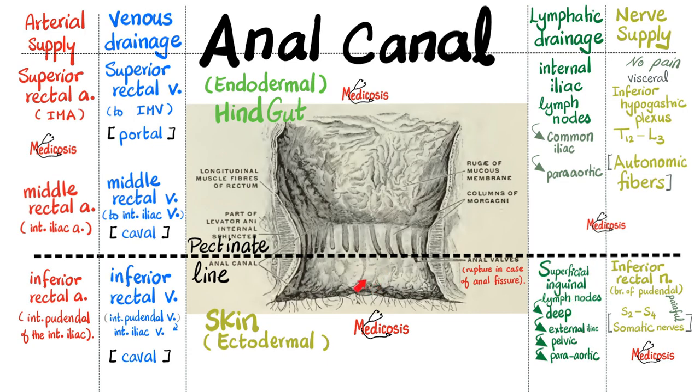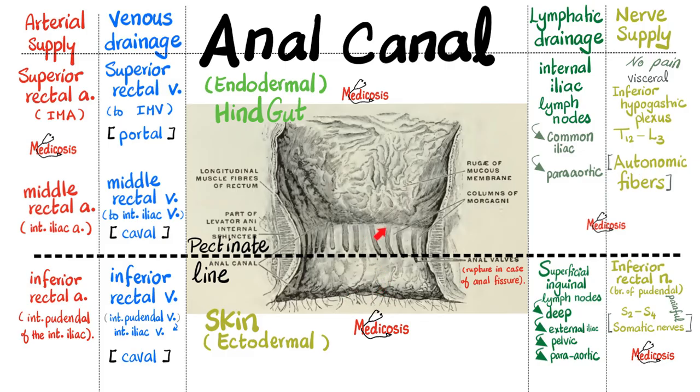Speaking of your skin, is your skin sensitive to pain? Well, I hope so. Why? Because the anal canal below the pectinate line is supplied by the inferior rectal nerve, which is a branch of the pudendal nerve. And this is a somatic nerve, S2, 3, 4. And if you are somatic, you will be sensitive to pain.